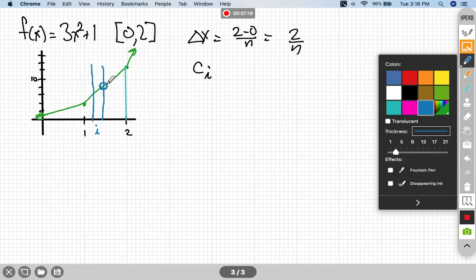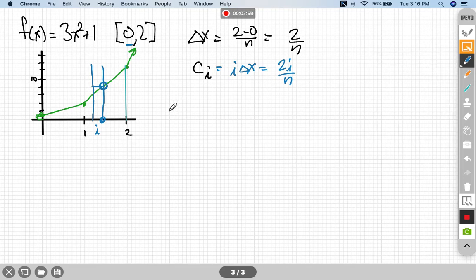When we were doing those before, we always found the right endpoint was a convenient, easy one to find, especially since we're starting at 0. So I'm going to make my c sub i be i times delta x. So that's going to be 2i over n. And that's going to pull off the right end of each of my rectangles. And that's between the two endpoints. We can include our endpoints when we do that. This is just a convenient number for us to pull when we're plugging into our formulas.